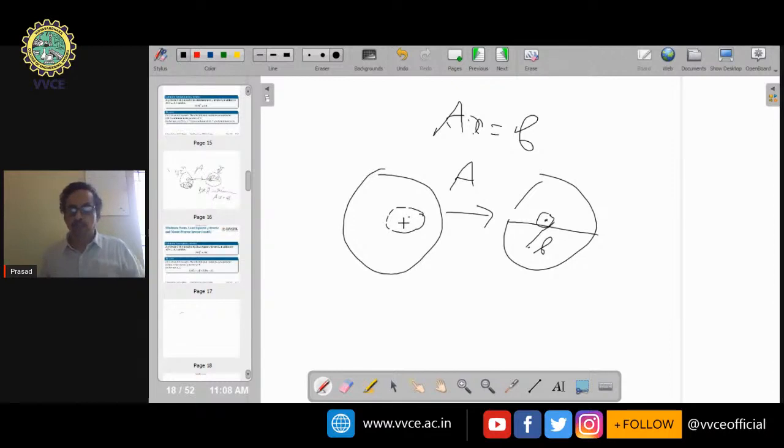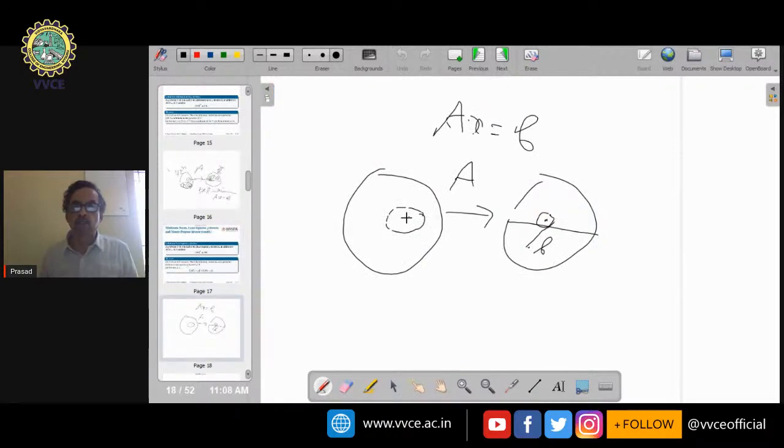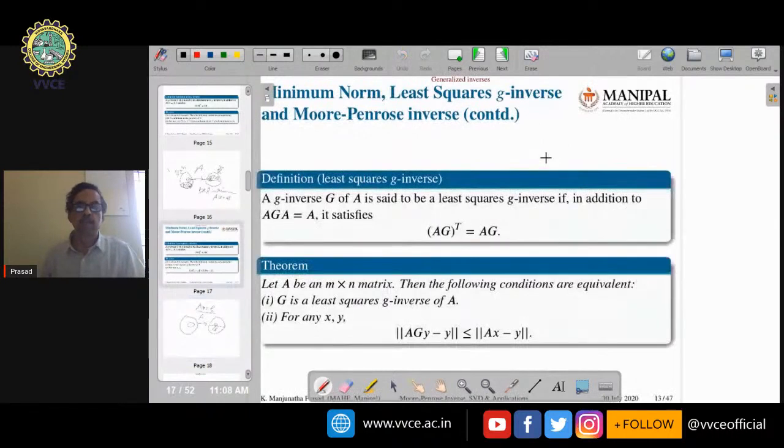Now, first of all, let me look into the first case that gives me an element here that takes me to the closest one. What do you call such a solution? We call such a solution a least square solution for this Ax is equal to B. So here we have the definition of least square generalized inverse.